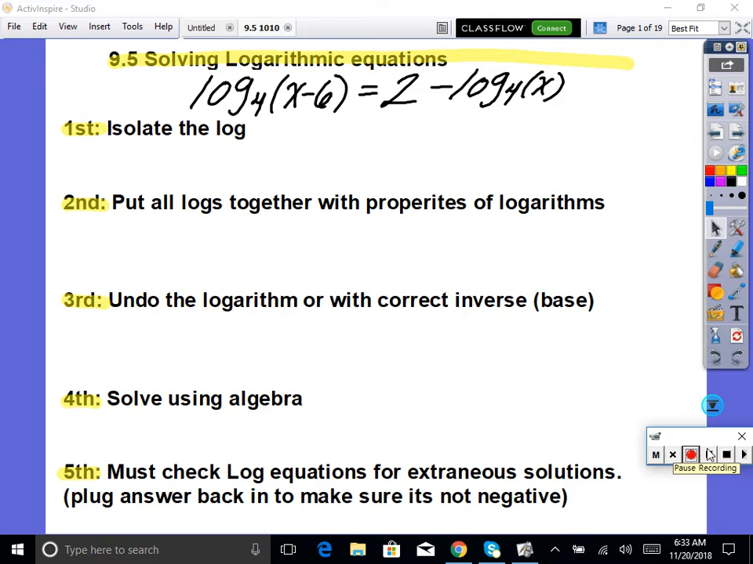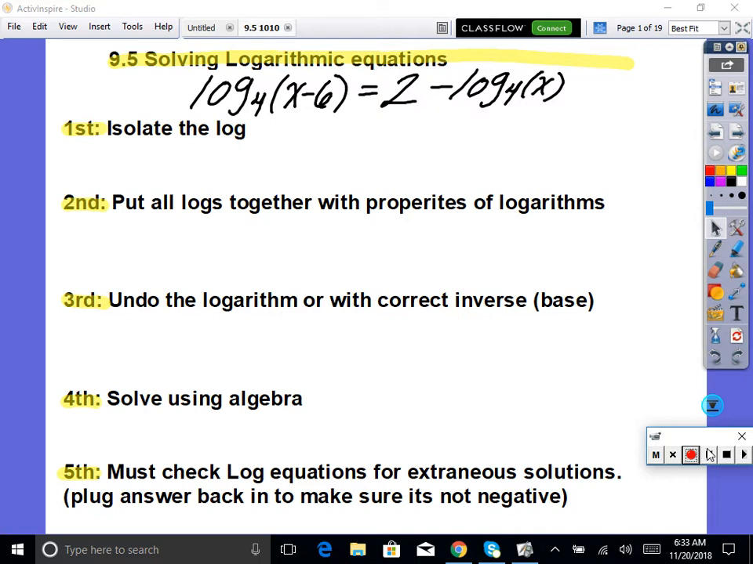Okay, so today we're going to be doing just tons of examples. We're going to be solving logarithmic and exponential equations. And the general theme for solving kind of holds true. Just like when we solve a radical, we isolate the radical. That's our first step, is to isolate the logarithm.